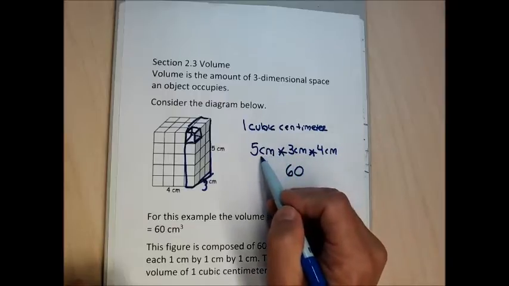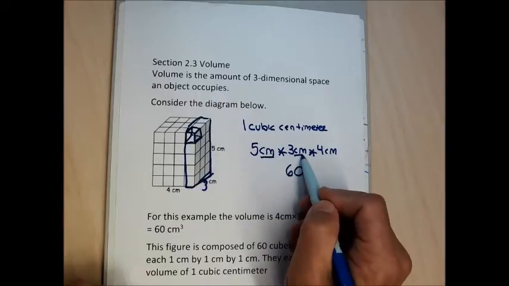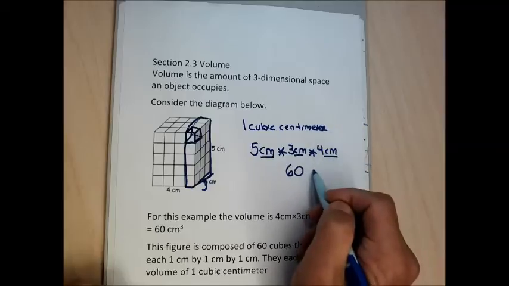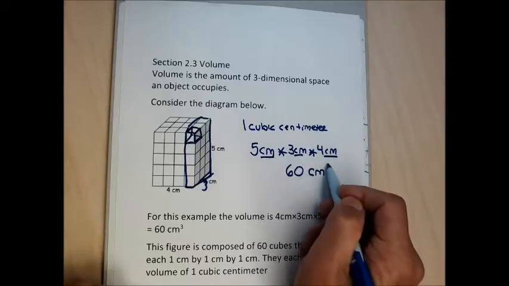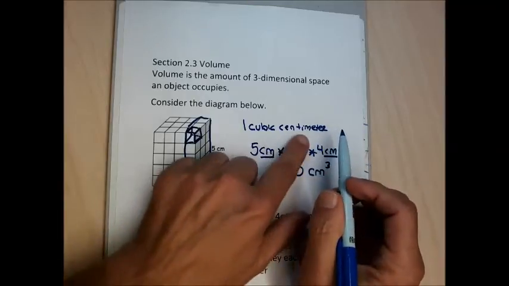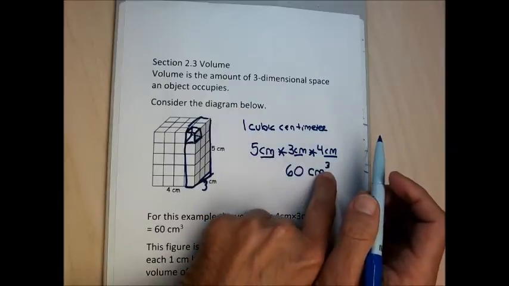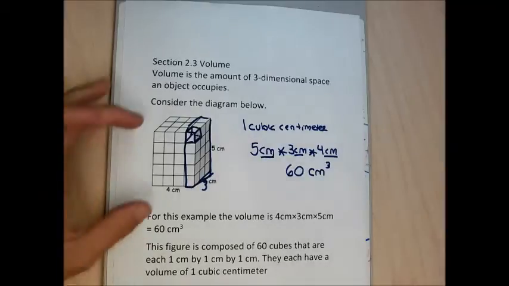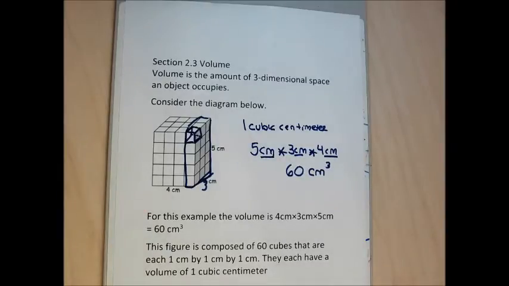And when you multiply centimeters times centimeters times centimeters, you get cubic centimeters. I can write the words cubic centimeters, or I could write a symbol that means cubic centimeters. I took the centimeters and put a little exponent of 3. This box has a volume of 60 cubic centimeters.